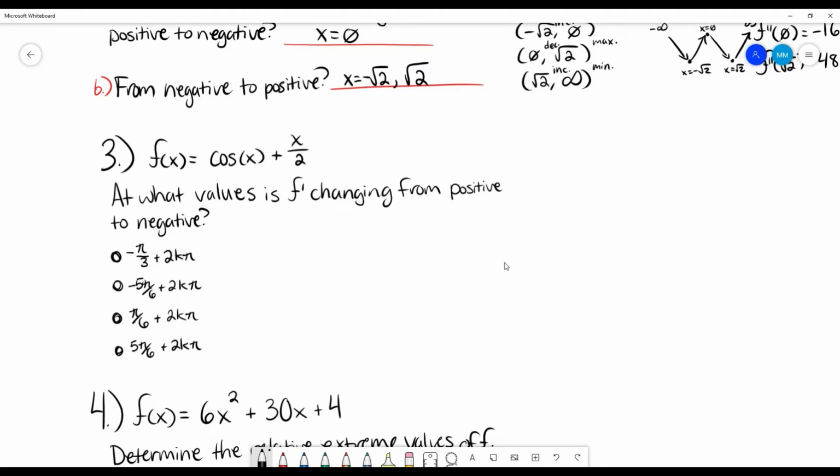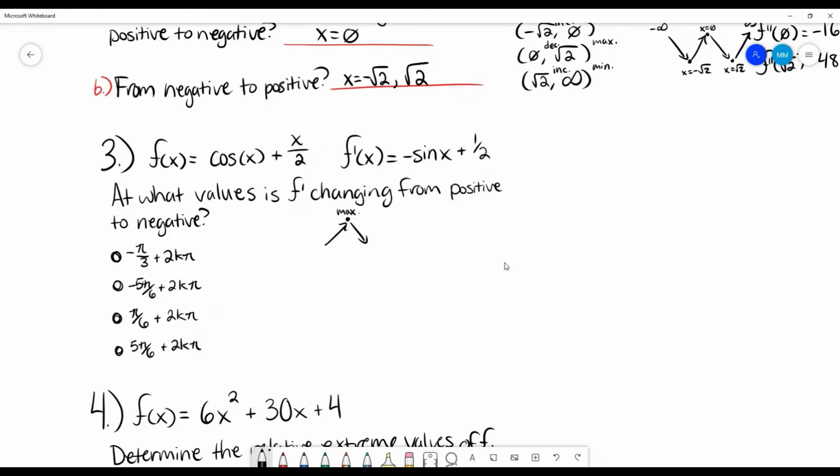This is a similar question, except now we're working with a trig function. So our function is cosine of x plus x over 2. So we want to know when our derivative is changing from positive to negative. So from positive to negative, we're looking for when it's at a maximum, right? So first thing we do is take that derivative. And the derivative of cosine of x is a negative sine of x. And now the derivative of x over 2, well, that's just a 1/2 times x. Derivative of x is 1, so it's just 1 times 1/2, or just 1/2.